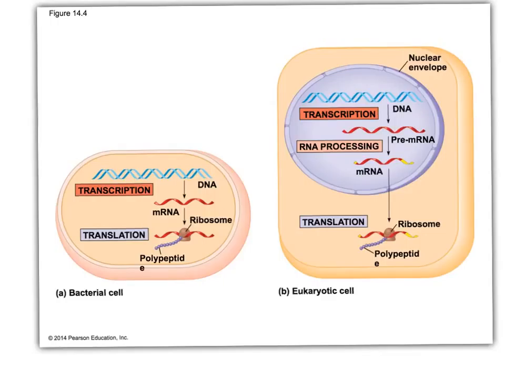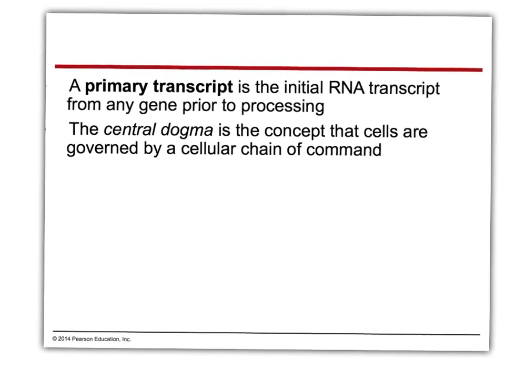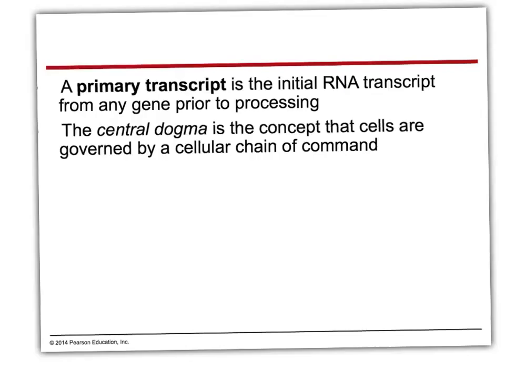In a prokaryotic cell up here on your left, there's no separation, so transcription starts and mRNA begins, ribosome binds, translation begins. Okay, so everything happens simultaneously. It does show there's a little arrow, but it does happen simultaneously. So, a little vocabulary.